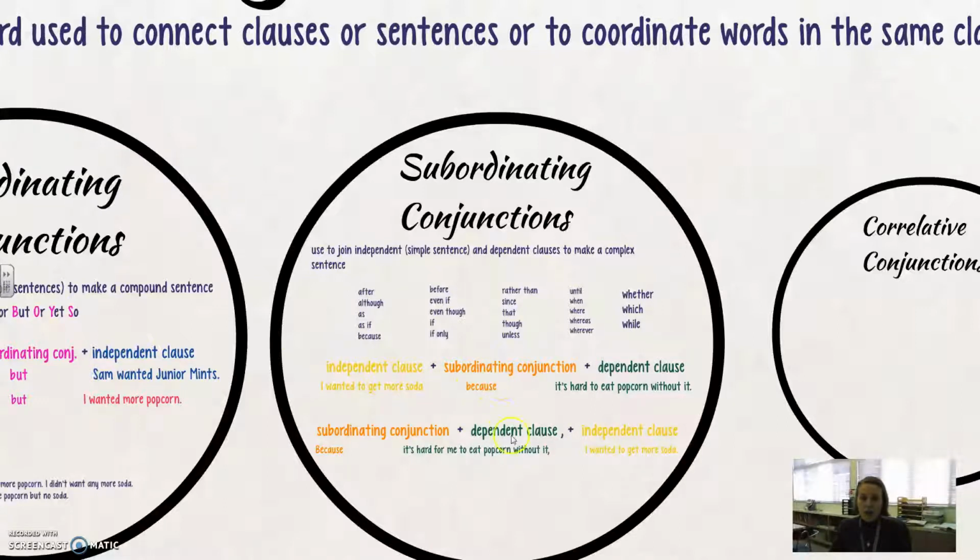All right, now take a look. These are the same meaning, but the arrangement of the sentence is different. The subordinating conjunction dependent clause has been shifted to the front. Now, when that happens, you need a comma. Comma goes here. Because it's hard for me to eat popcorn without it, I wanted to get more soda. Nice. Here's a comprehensive list of the subordinating conjunctions. Remember, if your dependent clause with the subordinating conjunctions comes first, you need that comma.